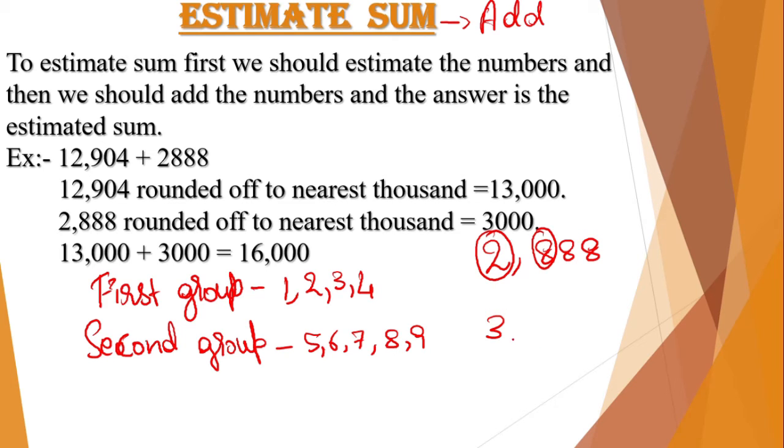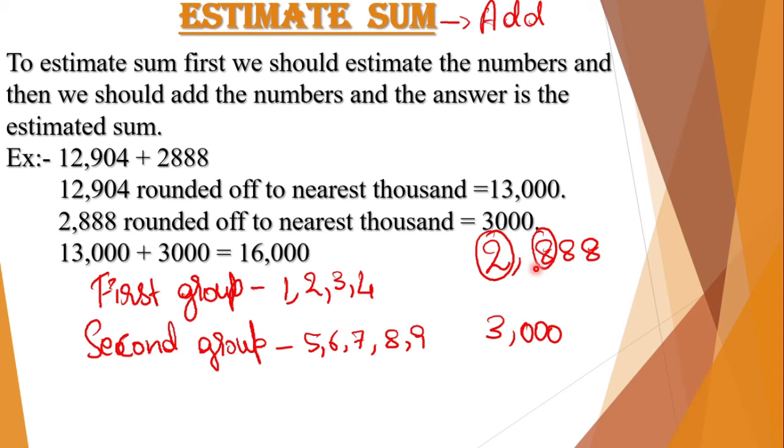And 888 will become 0. So there are 3 8s, so 3 zeros. As I told, the numbers which are on the left will become 0. Means the numbers which are next to the number which we want to estimate should become 0. So 2,888 round off to nearest 1000 will give us 3,000.